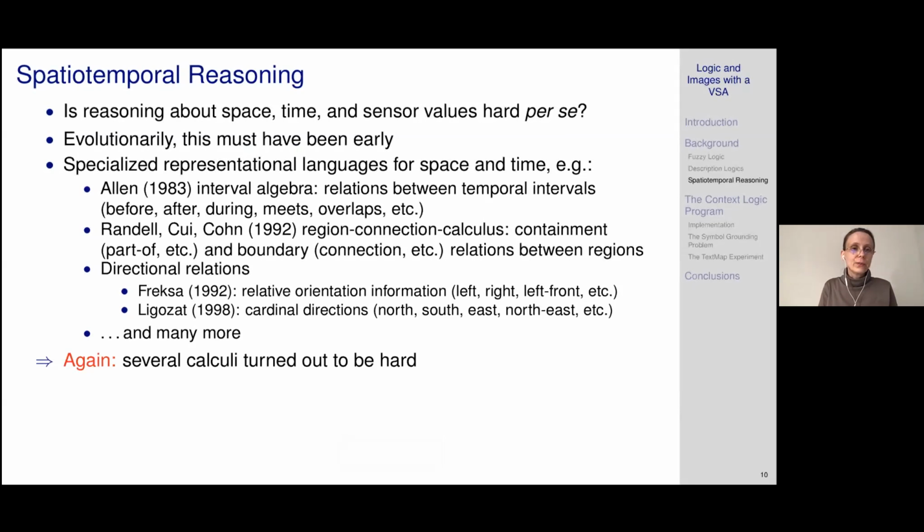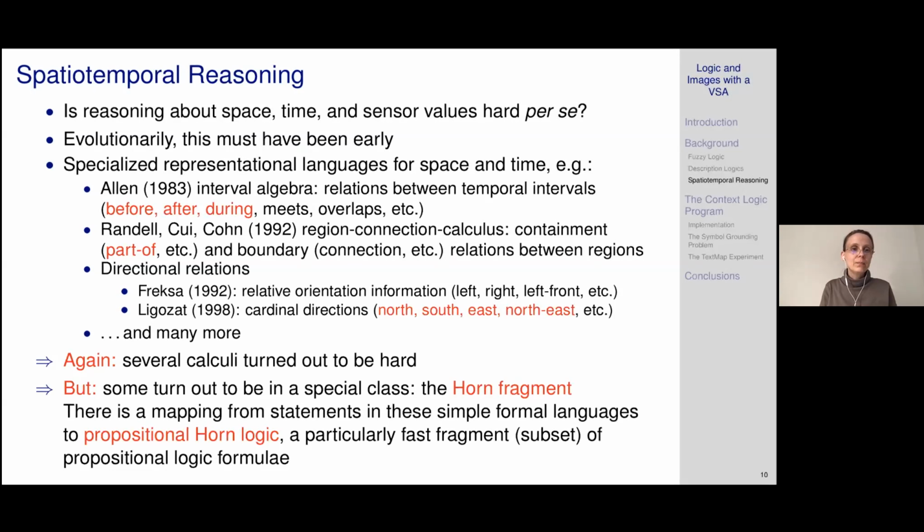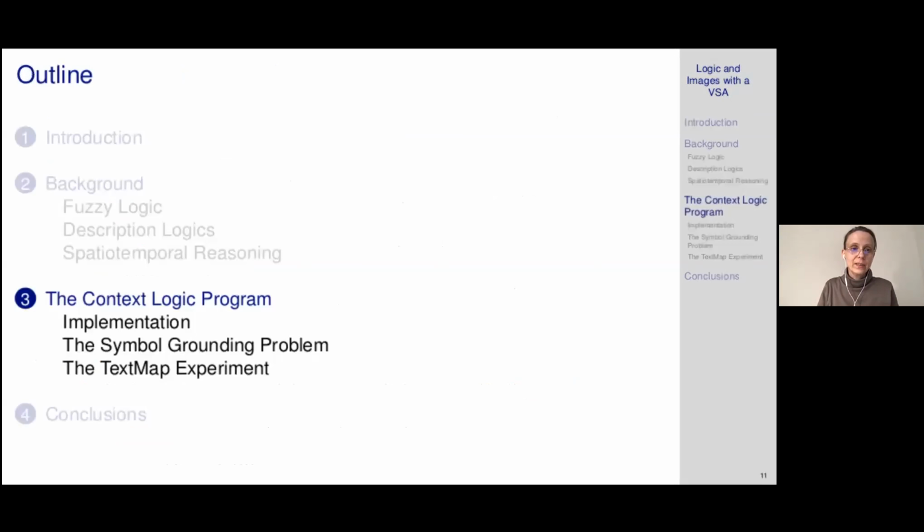Now, several of those calculi turned out to be hard, but some turn out to be in a special class, the so-called Horn fragment. It's called Horn fragment because there is a mapping from statements in these simple formal languages to propositional Horn logic. And propositional Horn logic has linear satisfiability in reasoning.